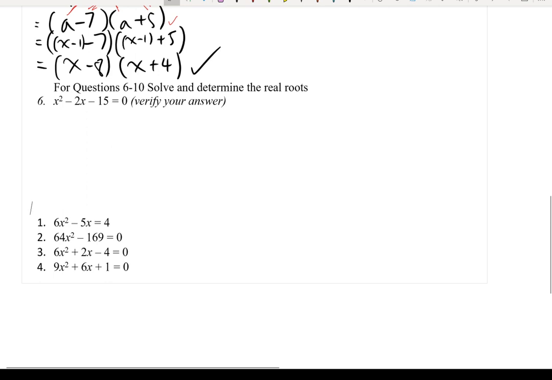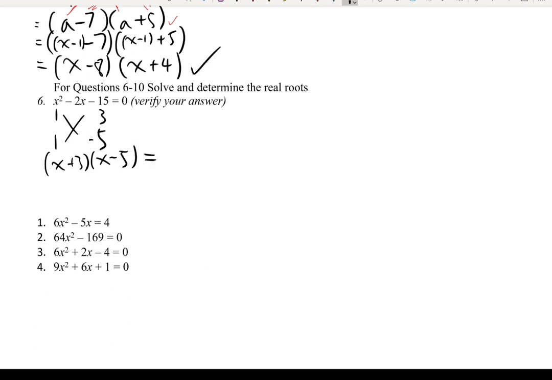And then for questions 6 to 10, solve and determine the real roots and verify your answer for question 6. So what do I have to do? First thing, I have to factor this. So this is going to be 1, 1. This is negative 15, which will be 3 times 5. And then to get negative, it's minus 5 like this. And so this becomes x plus 3, x minus 5. And then we want to set this to 0.